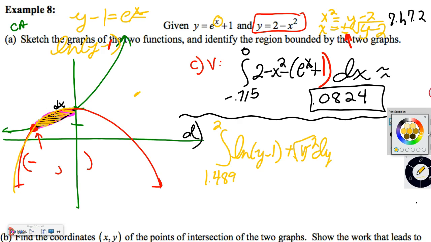So which method is easier? If Chris launches that through his calculator and puts x's in place of all the y's, because your calculator doesn't care, you can call it ln p minus 1 plus root p minus 2 as long as you go dp, and your calculator will do it for you. You're going to get the exact same answer, am I right? Yes.